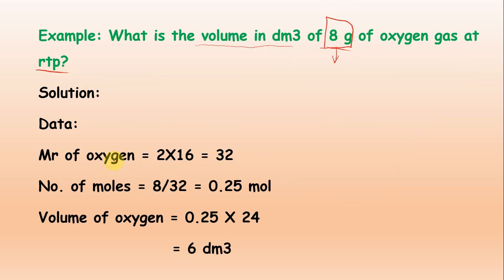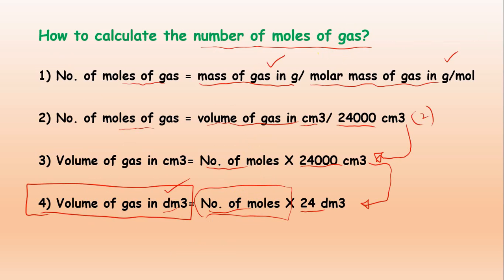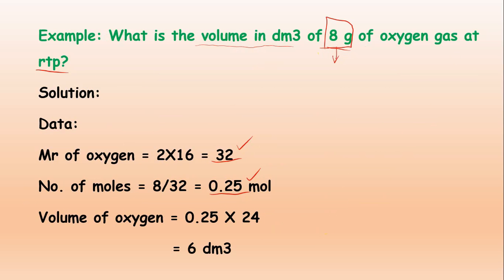So look at the data. Mr of the oxygen gas, that is O2, is 32. How can we calculate the number of moles? Mass is given and Mr is 32, so 0.25 will be the number of moles of oxygen. Now simply we have to write the number of moles and multiply it by 24. So 6 dm cube will be the answer. That is the volume of the oxygen gas which is being asked in example number 1.